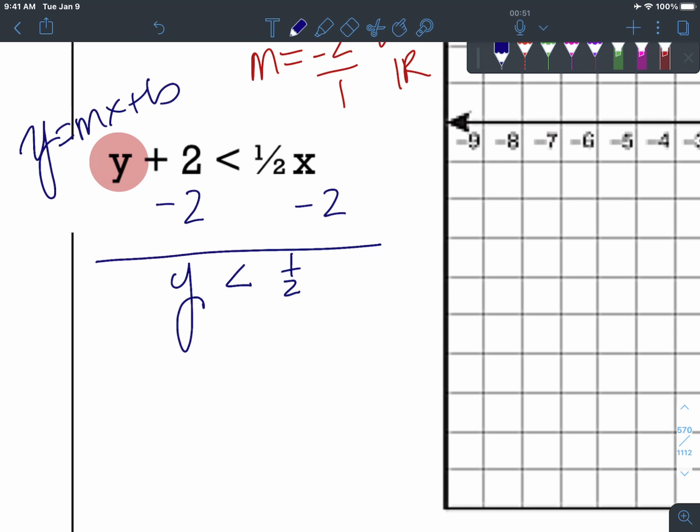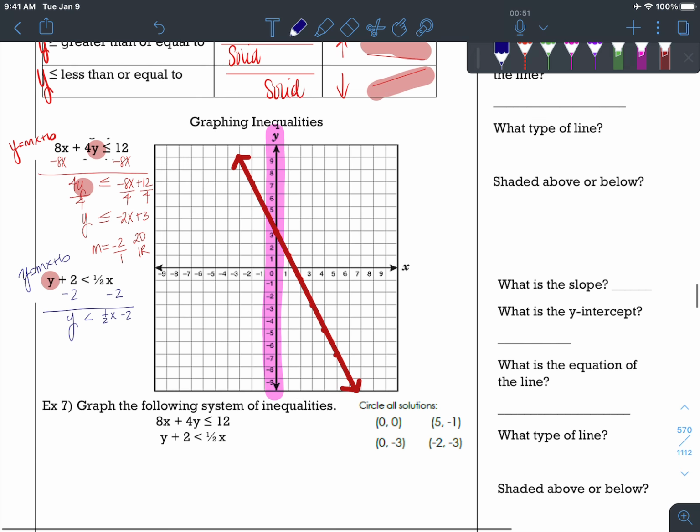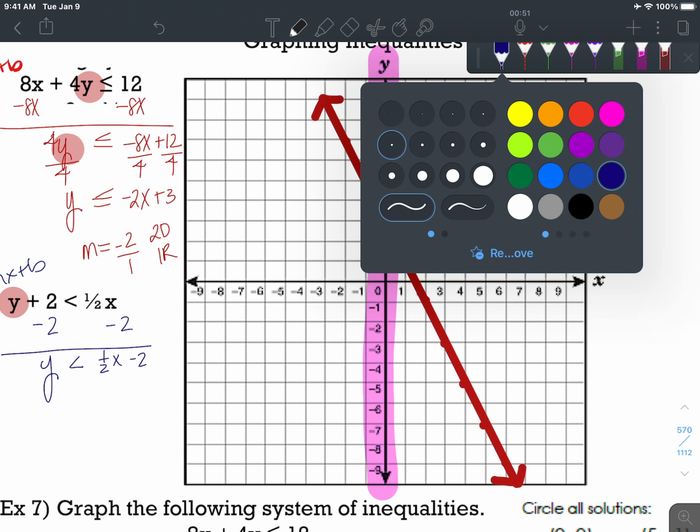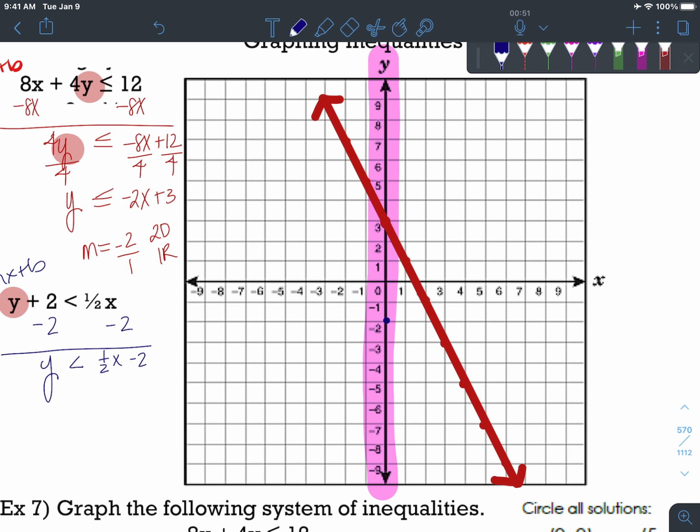And because I did not multiply or divide by a negative number on both sides, my symbol's going to stay the same. Completely done. So let's go ahead and look at this. I see that my b value is negative 2. So I'm going to go ahead and plot that point first. Now I'm going to utilize my slope. Positive 1 over 2, up 1, 2 right, up 1, 2 right. And I'm going to keep doing that until I run out of graph.